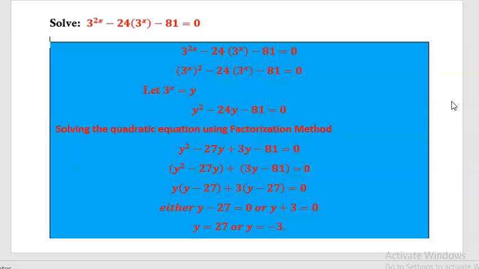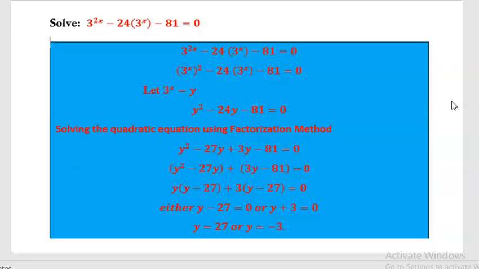So solving the quadratic equation using factorization method is now going to give you y squared minus 27y plus 3y minus 81. So here we use minus 27 and plus 3. Minus 27 plus 3 will give you minus 24. You are holding 27, you pay 3 out of it, so you are holding 24, minus 24. Then we multiply the 2. Minus 27 times plus 3 is going to give you minus 81. So you have to be careful of signs here. When you are dealing with a negative number, you have to be careful. That is the reason why many students fail mathematics, minus sign.